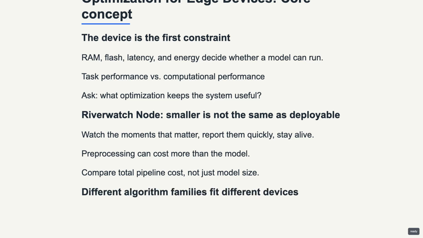Algorithm family matters because each one has its own memory shape and runtime shape. The fit between the model and the chip often matters more than the label attached to the algorithm.